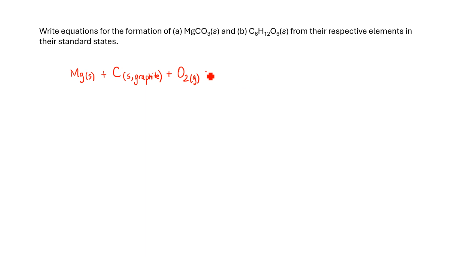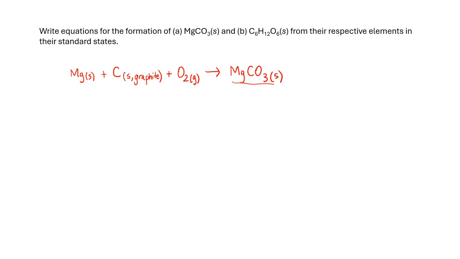And now this is all going to make magnesium carbonate. So what did we just do? We just took all of the elements of the compound and we wrote it out on the left side as reactants to then make magnesium carbonate. That's really all there is to it. There is one other thing we need to do.